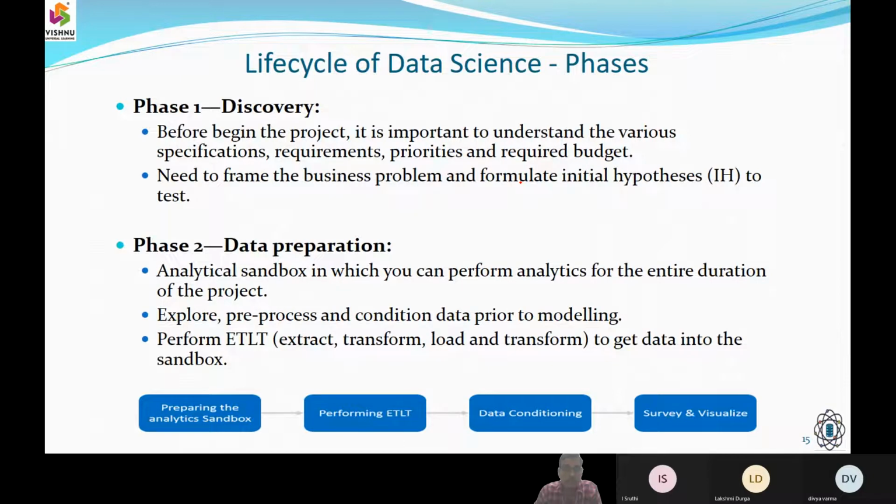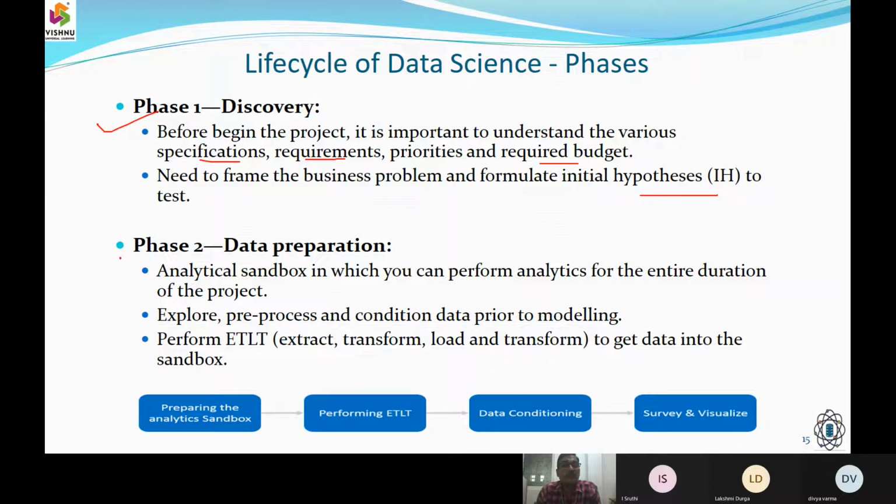In phase one, we will have specifications, requirements, and budgeting. Then we will make a formulation of the data, and thereby we are going to build up the hypothesis. That is what we call the discovery phase.